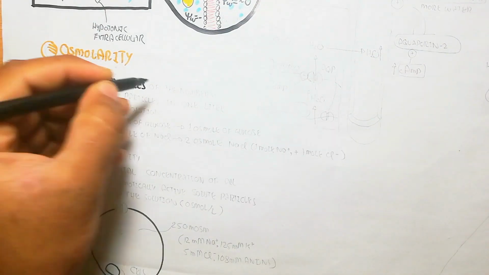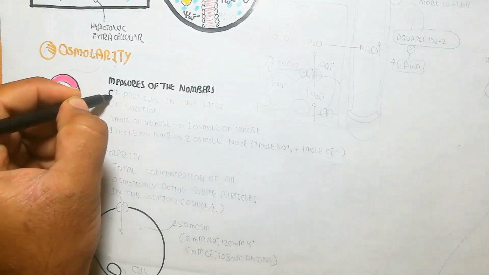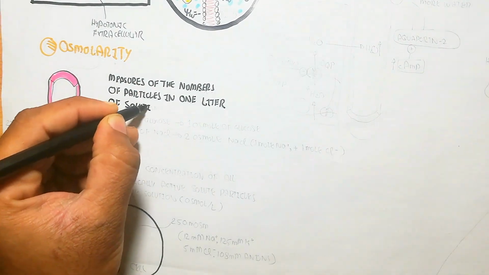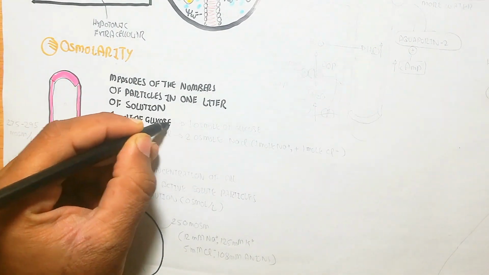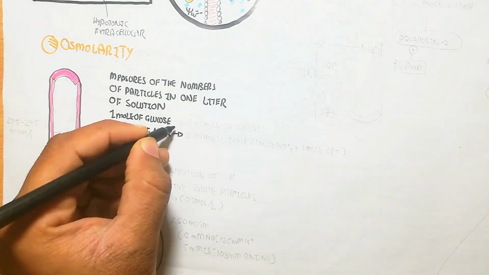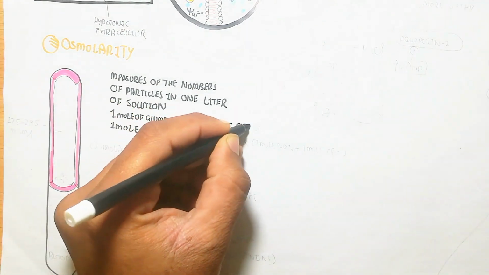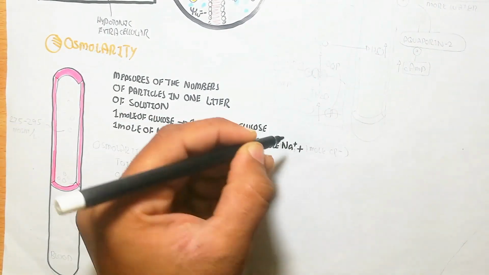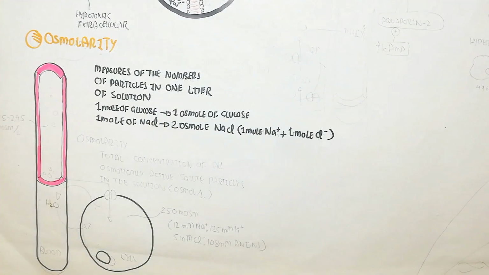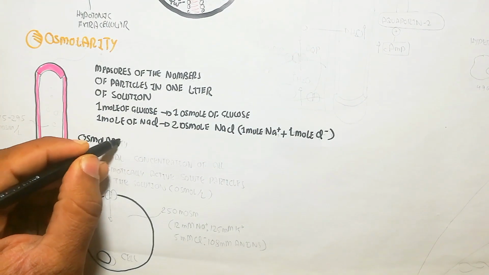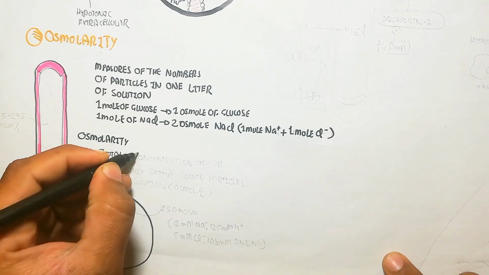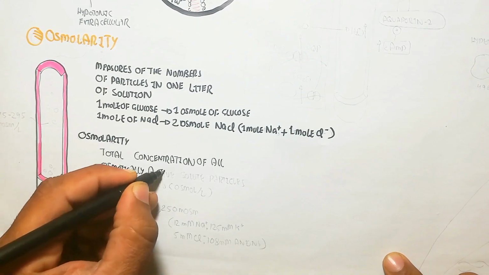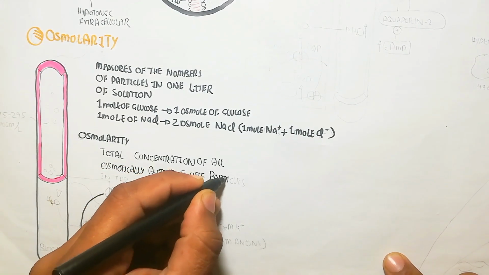The osmolarity, first we will understand. It is the measure of the number of particles in 1 liter of solution. It means how many particles the 1 liter of solution contains. So 1 mole of glucose contains 1 osmol of glucose, while 1 mole of sodium chloride contains 2 osmol, sodium and chloride. Osmolarity, again, is the total concentration of all osmotically active solute particles in the solution. We measure it in osmol per liter.